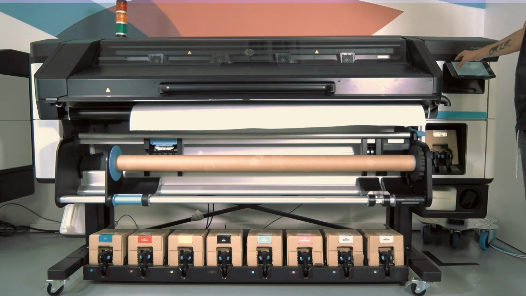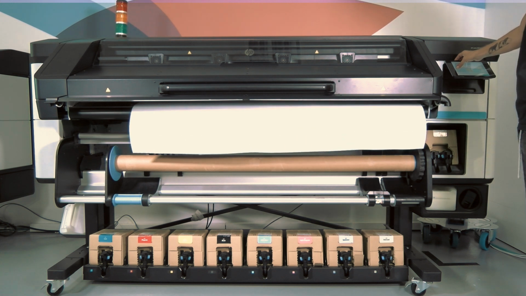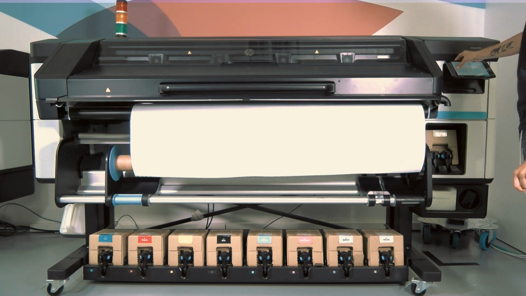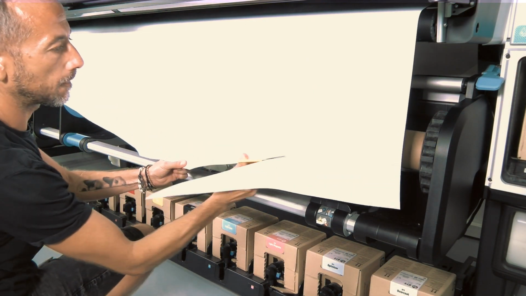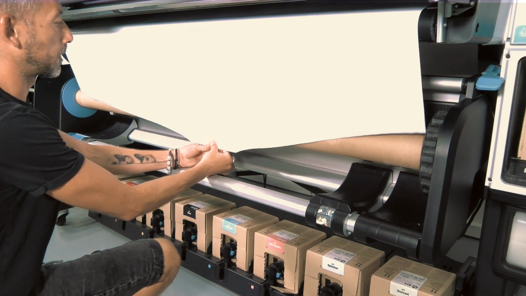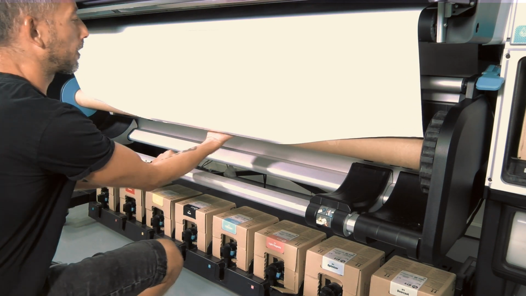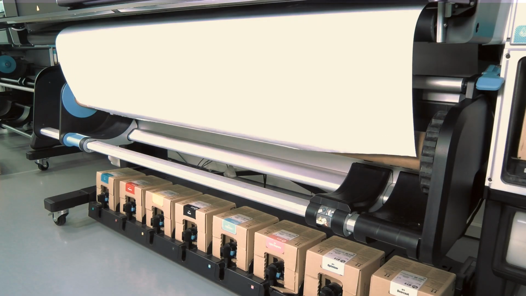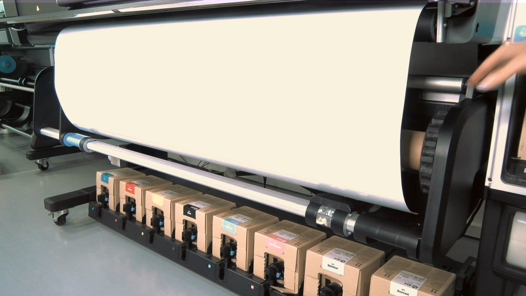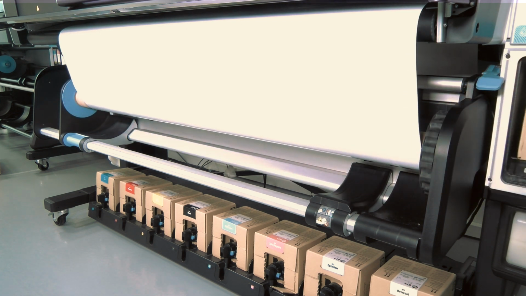The substrate should be advanced until the leading edge is level with the take-up reel. Cut the substrate into a V-shape as shown here and tighten it with a single strap tape from the center. Loading workflow, activate the take-up reel. To activate the take-up reel, advance the substrate by completing a full rotation of the take-up reel.